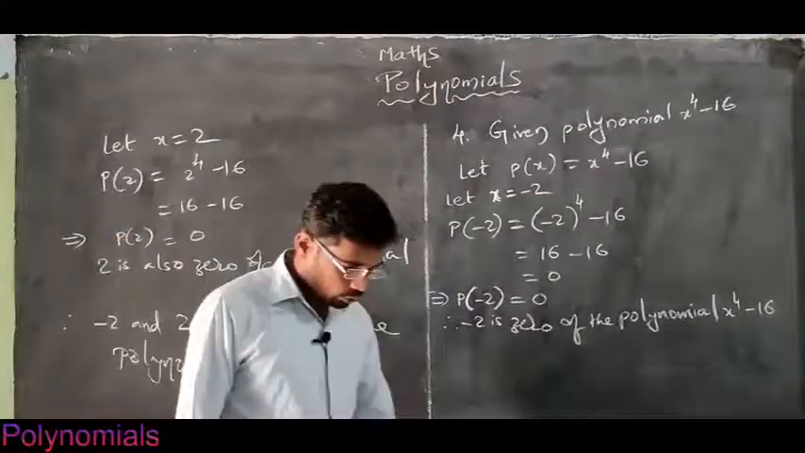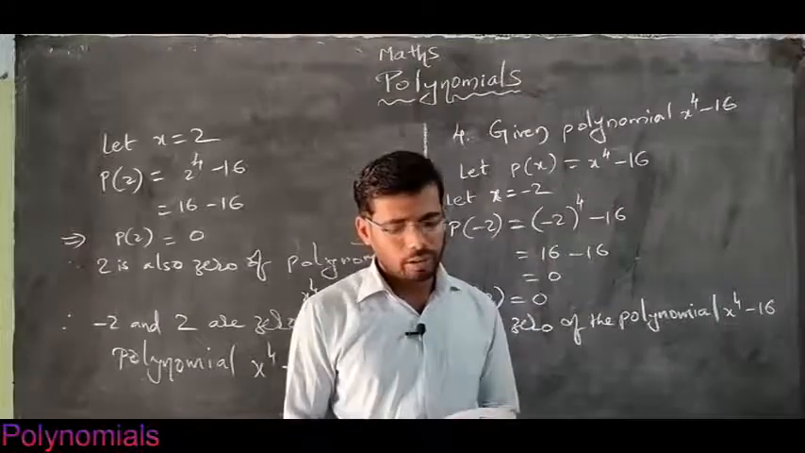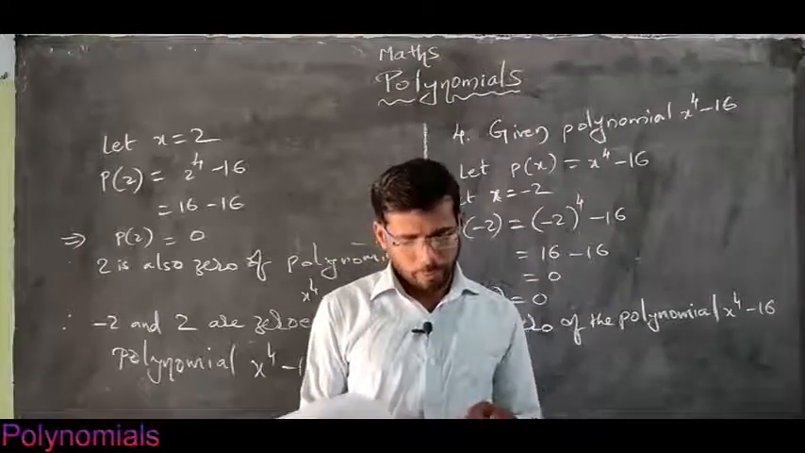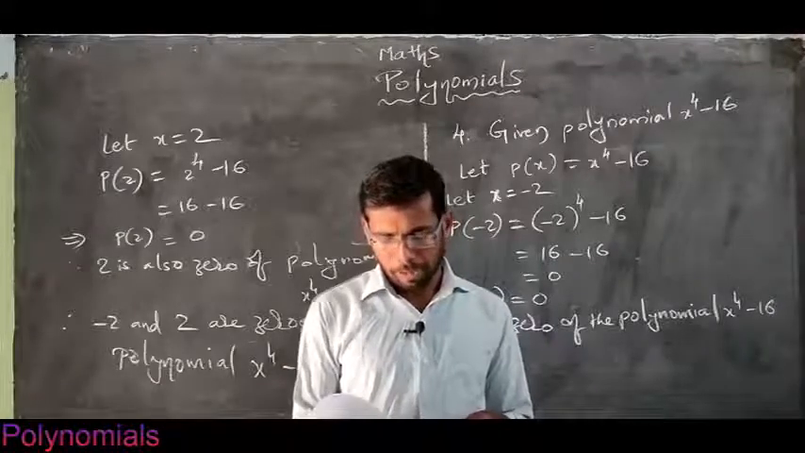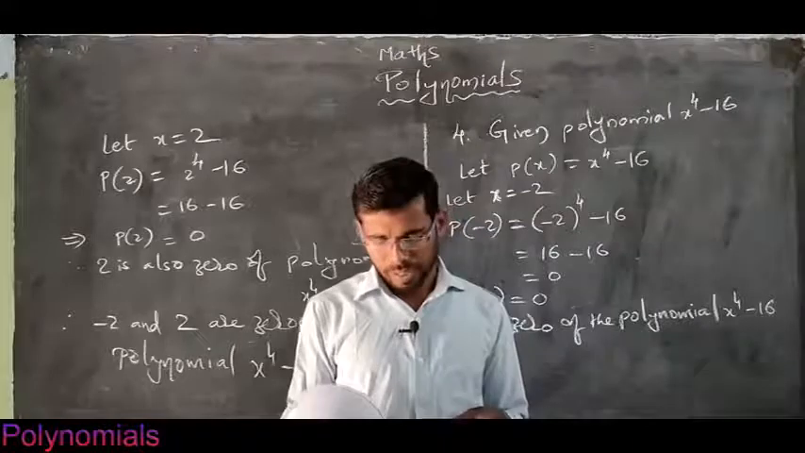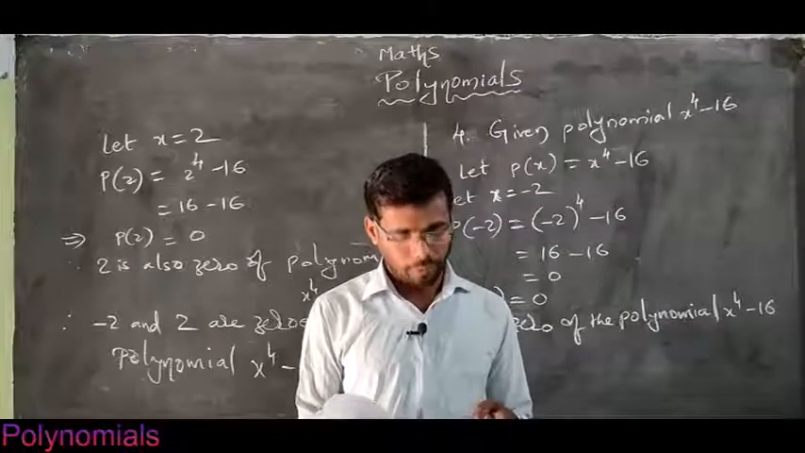Now in the same way you do one problem. Fifth problem in 3.1: check whether 3 and minus 2 are the zeros of the polynomial p of x, when p of x equals x square minus x minus 6. Now you try this fifth one yourself.